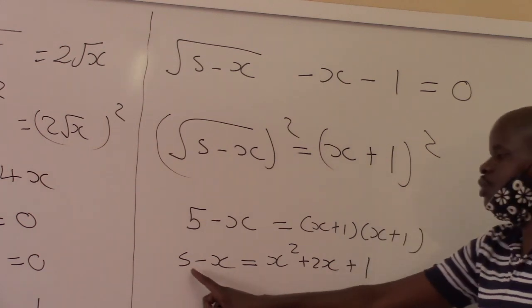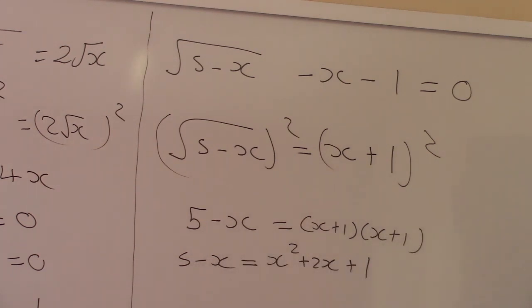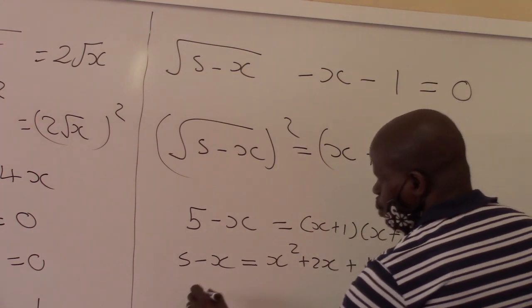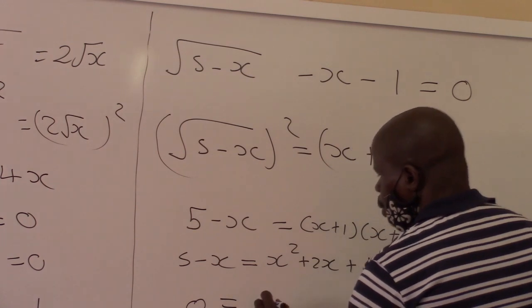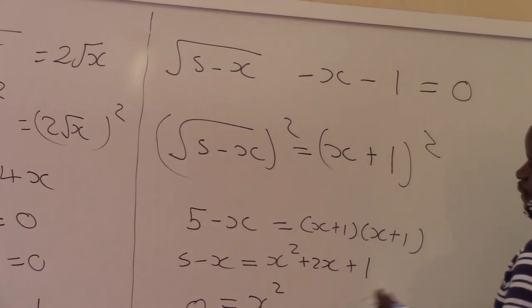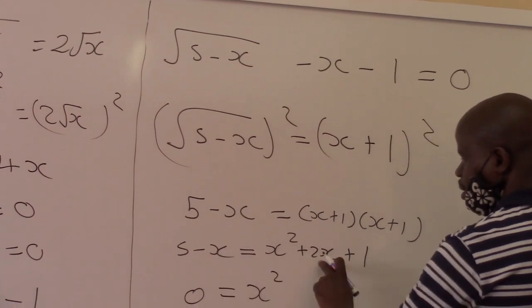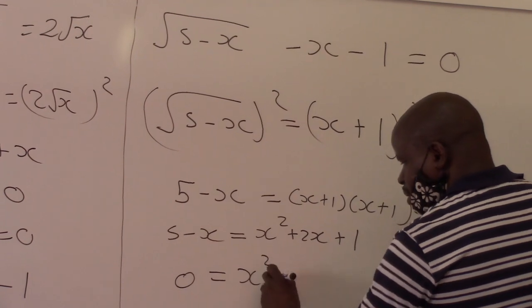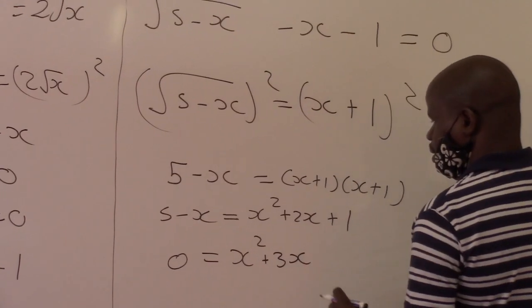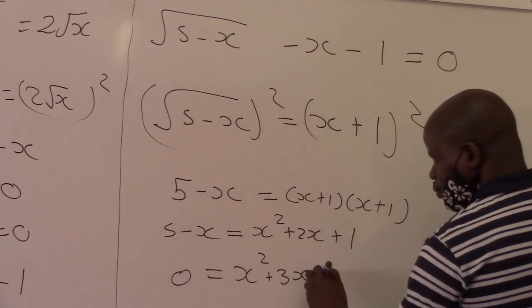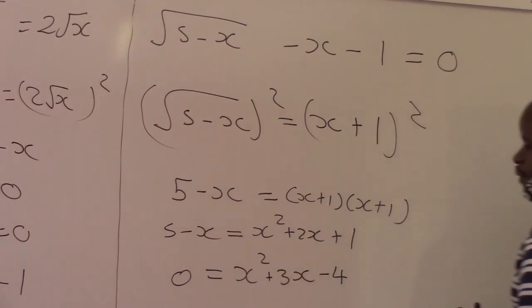Then now we transpose the 5 and the x to the right hand side. So we'll have 0 is equal to, so this one doesn't have a friend. The negative x will become positive x. So 2x plus x will give us 3x. And then this becomes negative 5. So 1 minus 5 becomes negative 4. So now this is in standard form.